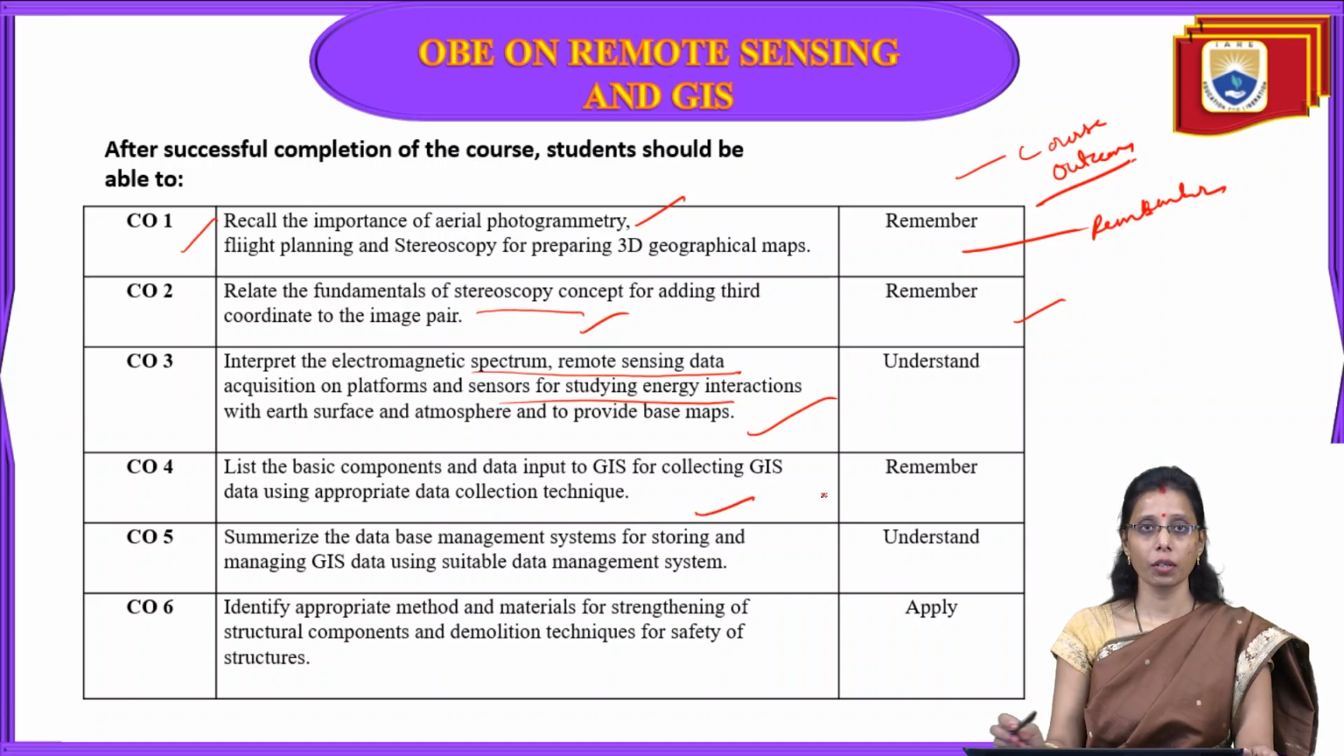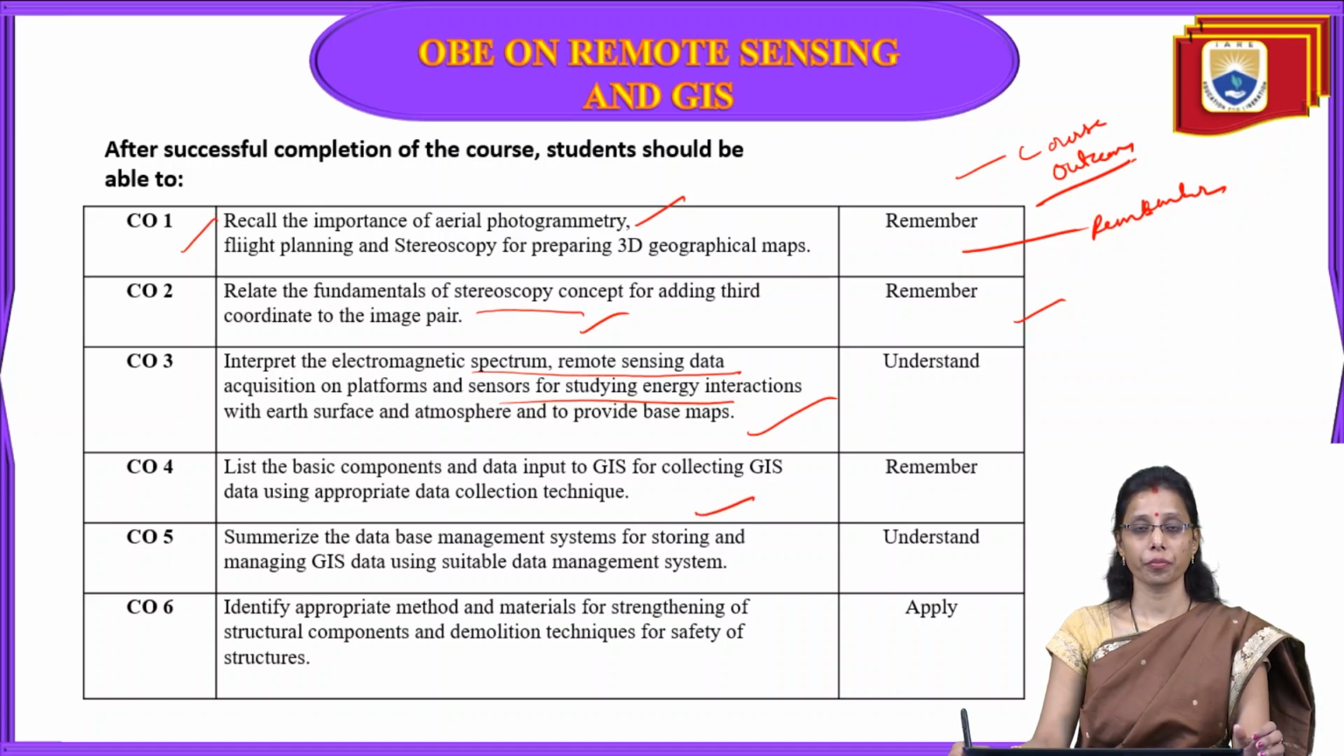Now the fourth course outcome is to list the basic components. What are the basic components here? The data input to GIS and collecting the GIS data using the appropriate data collection techniques are used in outcome 4. Now coming to the fifth outcome, it is to summarize the database management system for storing and managing the GIS data using a suitable data management system. So storing and utilizing a suitable database management system will be helpful in this course outcome 5.